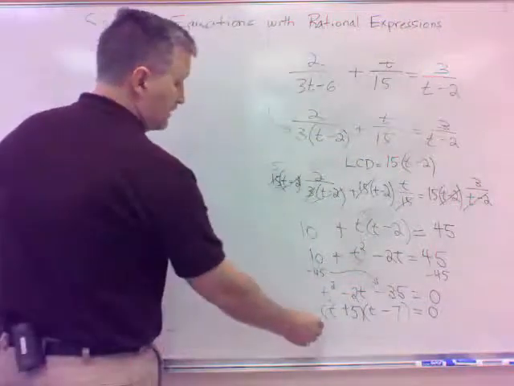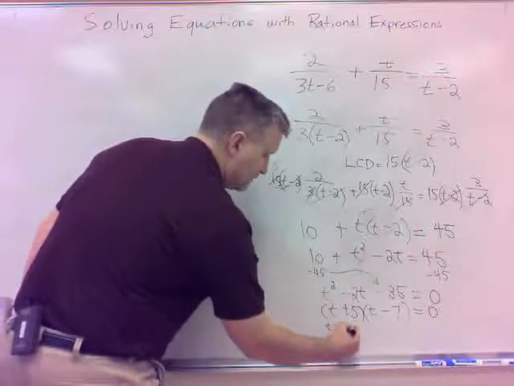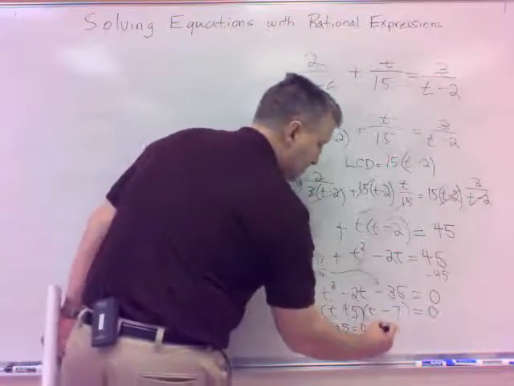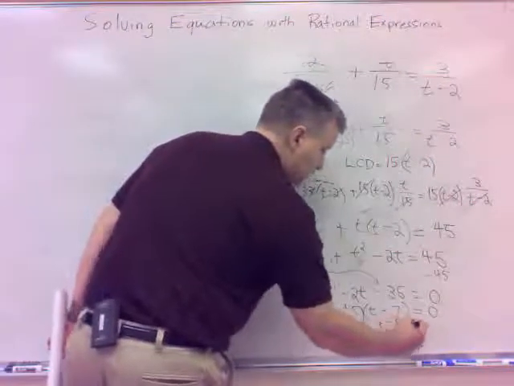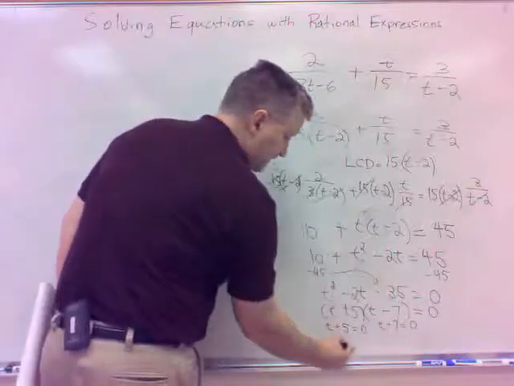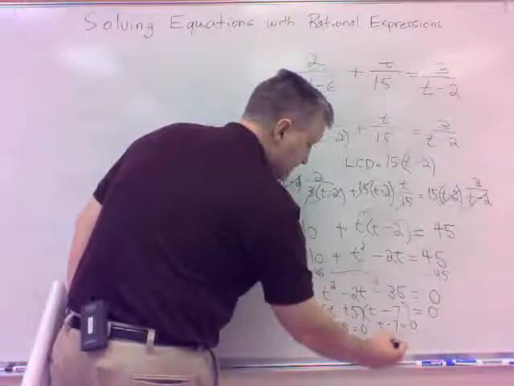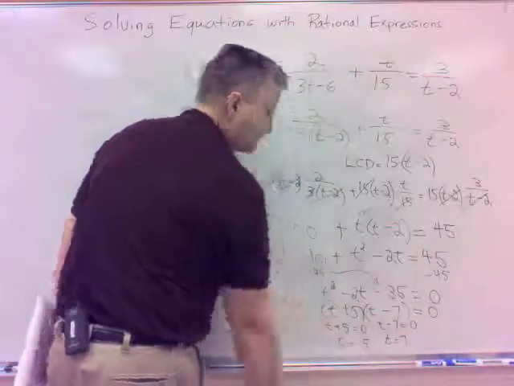All right. Now what? Well, then I set each individual factor equal to 0. Here I would subtract 5, so that's going to give me t is negative 5. Here I would add 7, so that's going to give me t equals 7.